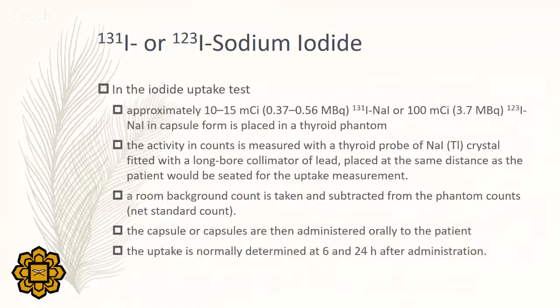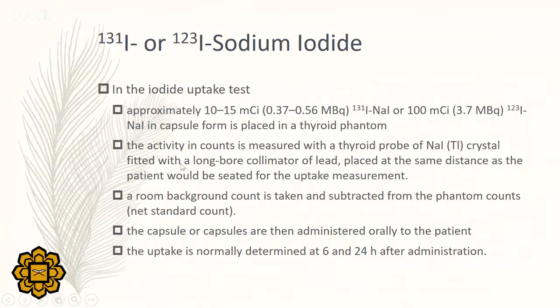How about the uptake test? What do you do? You prepare about 10 to 15 microcurie of 131 iodine sodium iodide, or in the case of 123 sodium iodide, use about 100 microcurie. So the dosage is about 10 times more. Then you prepare the dosage in capsule form, and place it in a thyroid phantom.